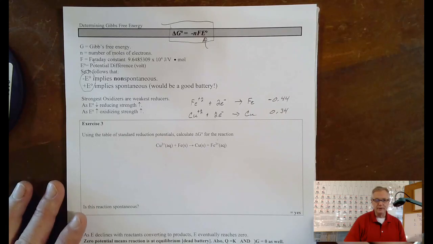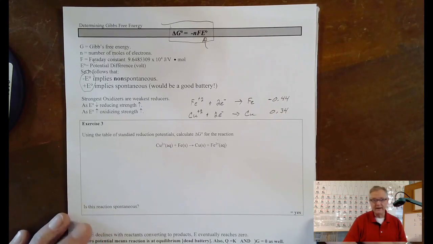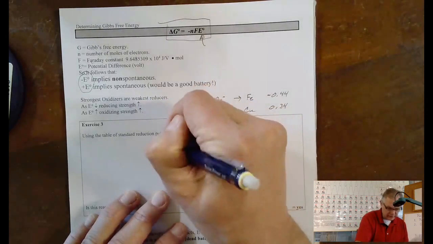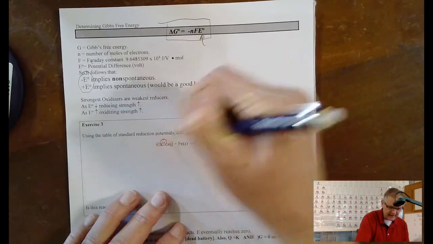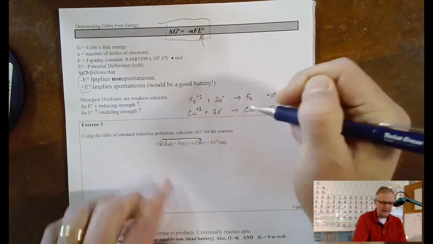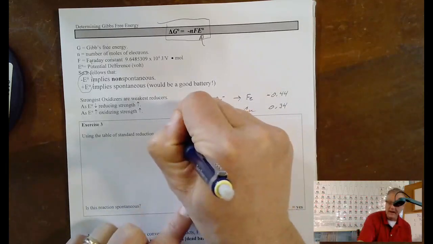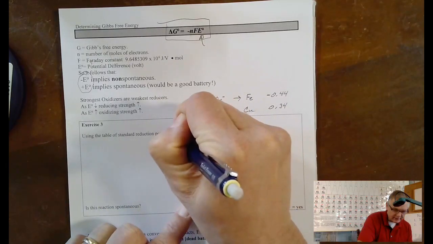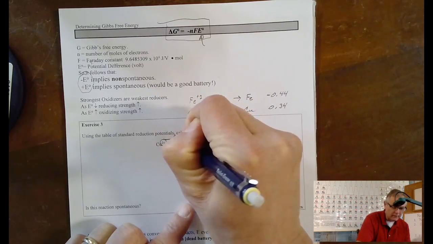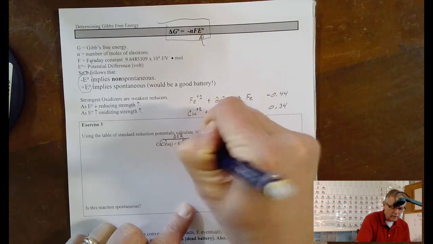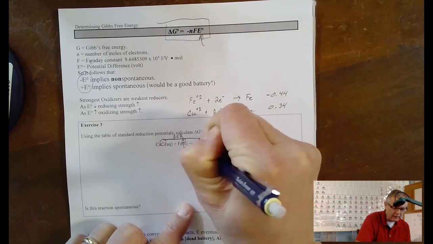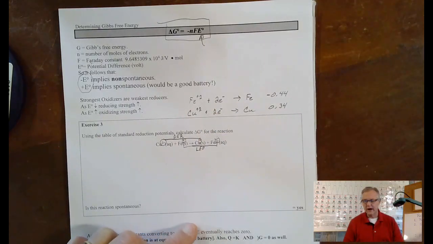So I need to write down the half reactions and make sure it's balanced. I'm going to first see what's being oxidized and what's being reduced. Here we go from positive 2 to 0, so I'm gaining electrons. That's GER, so that's being reduced. Here I'm going from 0 to positive 2, so I'm LEOing, or losing electrons. So that's going to be oxidized.